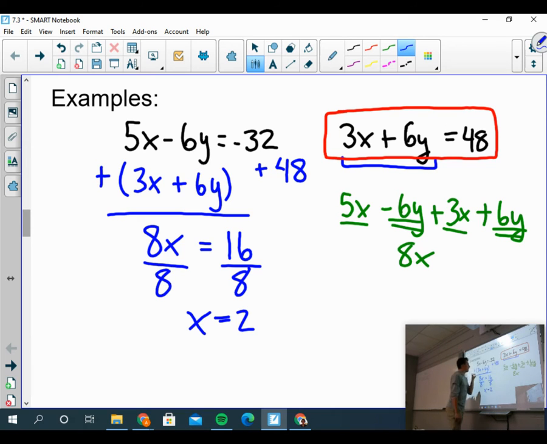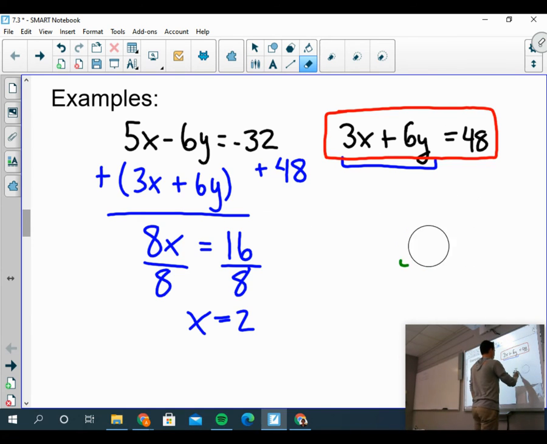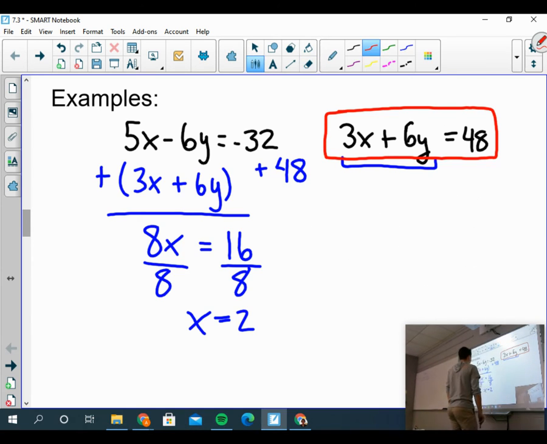I'm going to try and get rid of one of my variables, but what I do to one side, I must do to the other. But using the idea of substitution, I can still get a nice equation to solve. So we find out that x equals 2. So we get x equals 2.